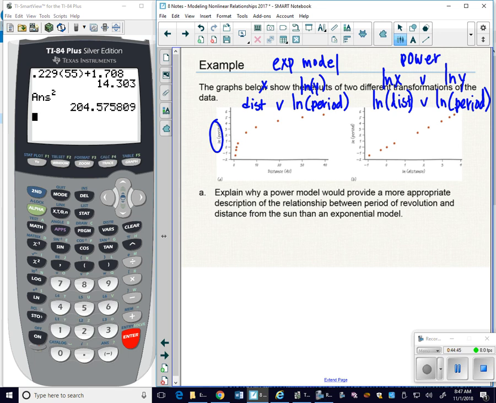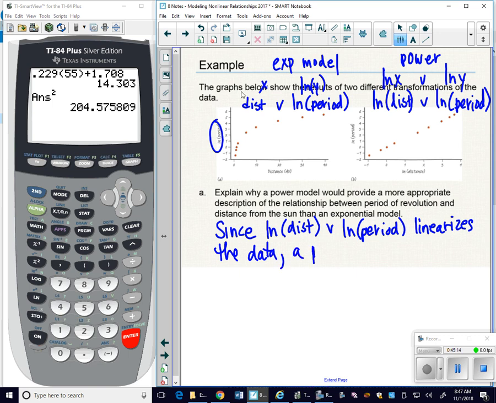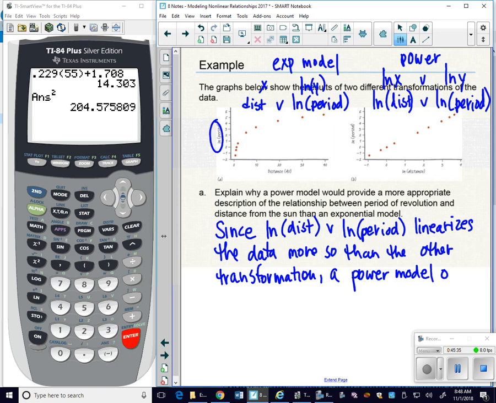And so in this case, because the natural log of x versus the natural log of y produces the most linear relationship, or I could say, since the natural log of the distance versus the natural log of the period linearizes the data more so than the other transformation, a power model on x and y would be more appropriate than an exponential one.